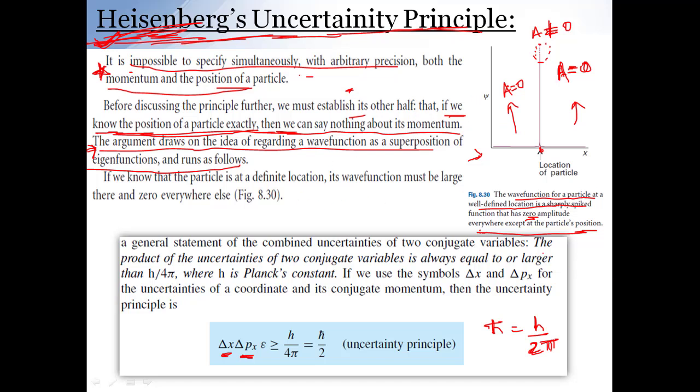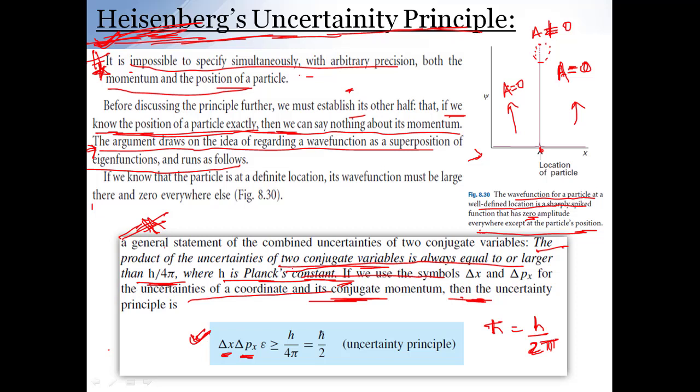Now read this. The product of uncertainties of two conjugate variables. Yes, this was the principle that we studied in 12th, but this is the general statement of Heisenberg's uncertainty principle, because it is not only valid for the momentum and the position. The product of uncertainties of two conjugate variables is always equal to or larger than h upon 4 pi, where h is Planck's constant. If we use the symbols delta x and delta px for uncertainties of the coordinate and its conjugate momentum, then the uncertainty principle becomes: delta x into delta px is greater than or equal to h upon 4 pi.